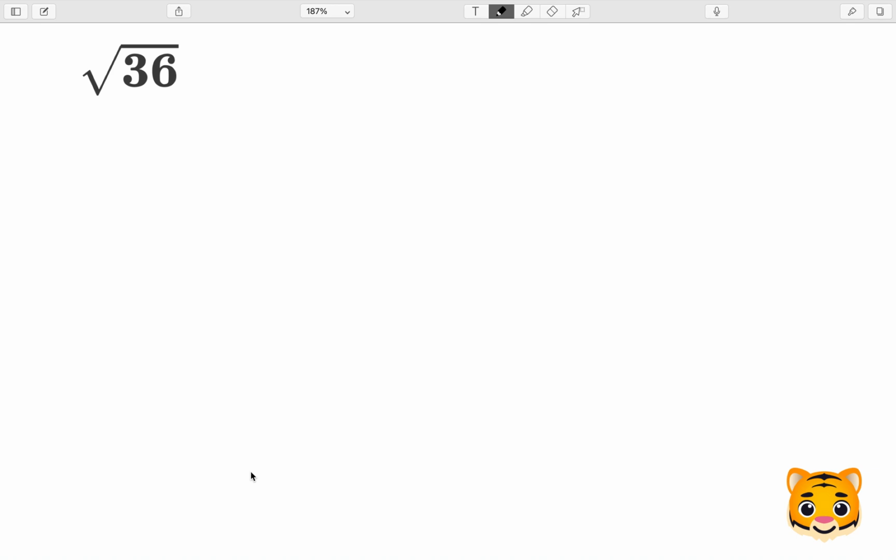In this example, we will be finding the square root of 36. Usually, to find the square root of a value, we will find the factors of that value and use a math rule to expand out that square root. However, 36 is a special case because 36 is a perfect square.